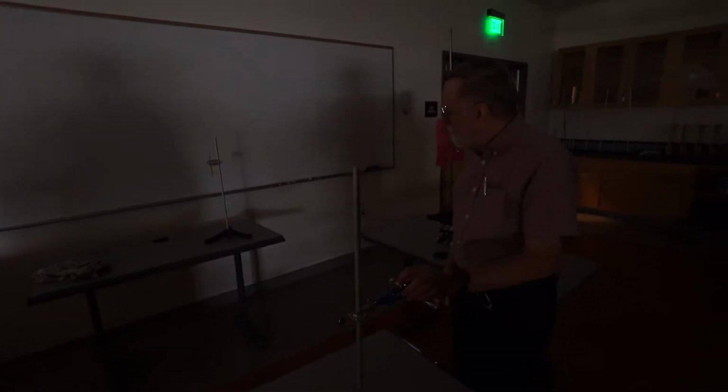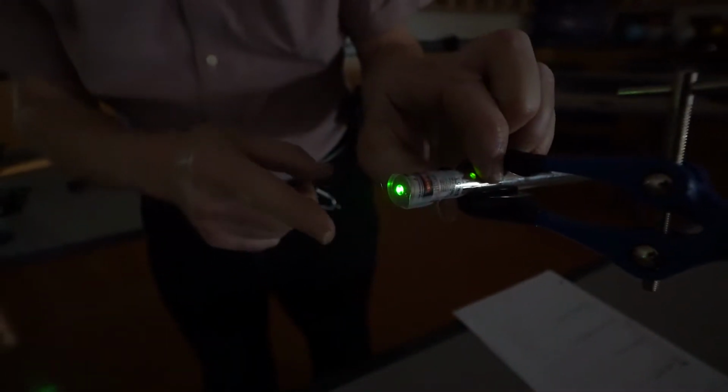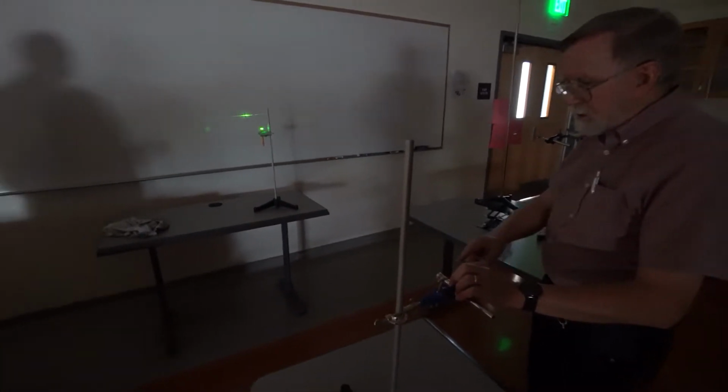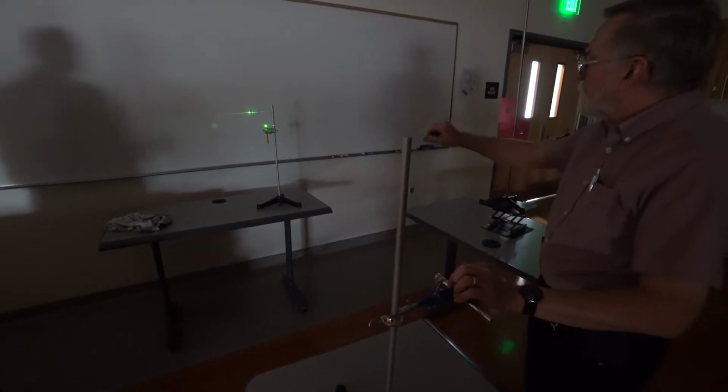Okay, what we have here is a little laser pointer, and taped to the front of the laser pointer is a human hair. That human hair came from my head, so I know it's a human hair. What I'm doing is shining this onto the board to show that when the light hits the hair, it diffracts.